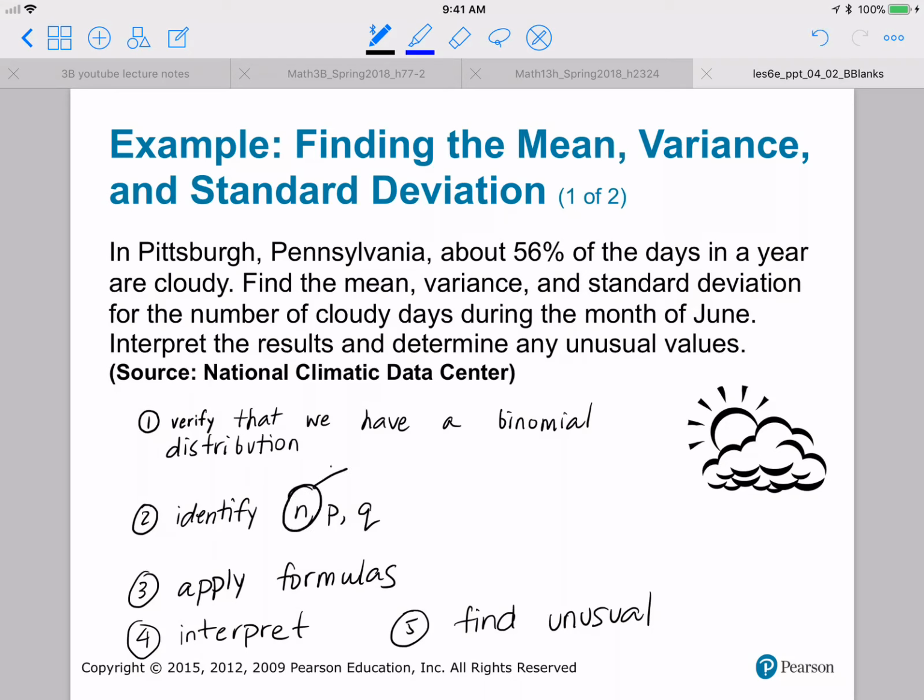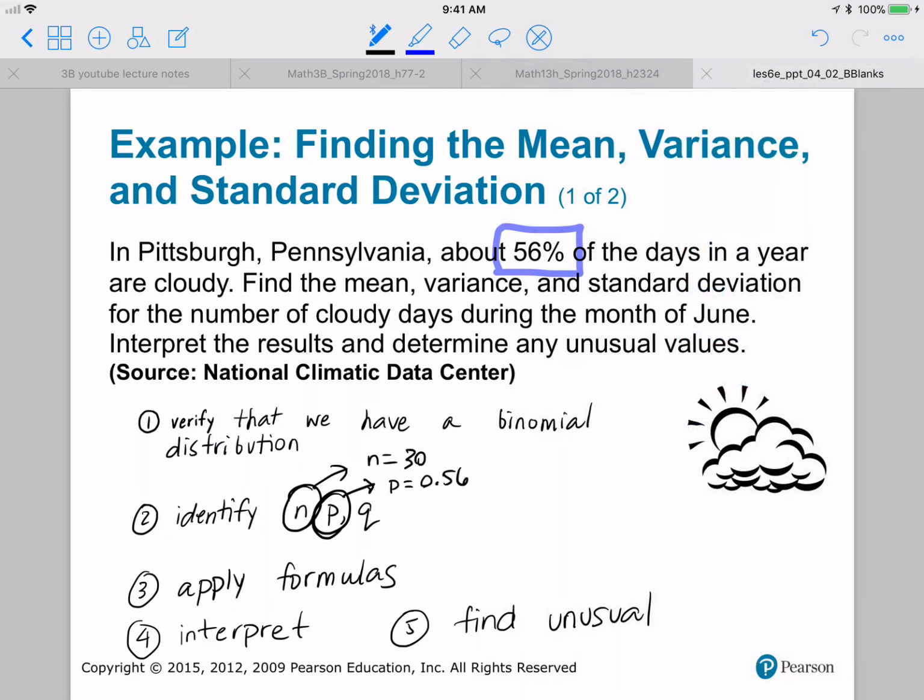So what is N? N is going to be the number of days in June because each day in June is a trial. How many days are in June? 30. Now, what is the probability of success? What's the probability that a particular day in June is cloudy? That was given to us in this problem. 56% of the days in a year are cloudy. So P is going to be 0.56.